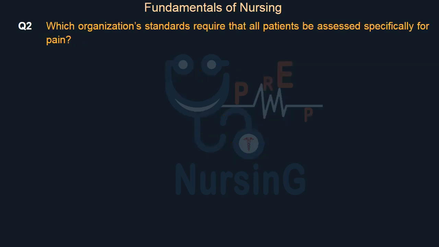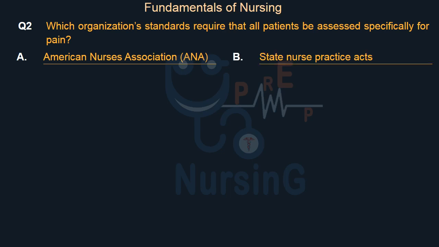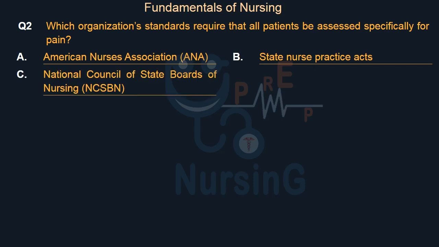a few. Which organization's standards require that all patients be assessed specifically for pain? Option A. American Nurses Association, ANA. Option B. State Nurse Practice Acts. Option C. National Council of State Boards of Nursing, NCSBN. Option D. The Joint Commission. Right answer is Option D.